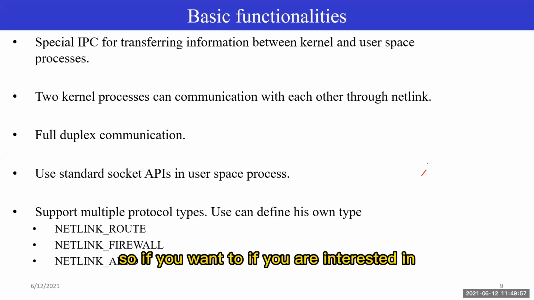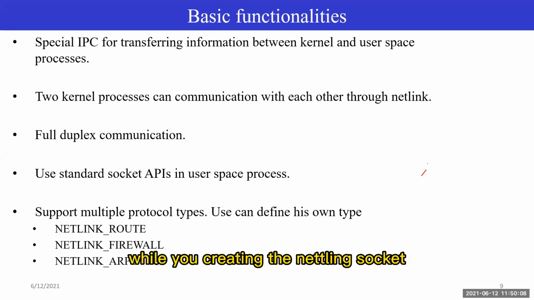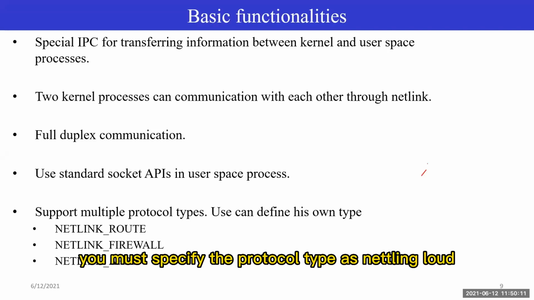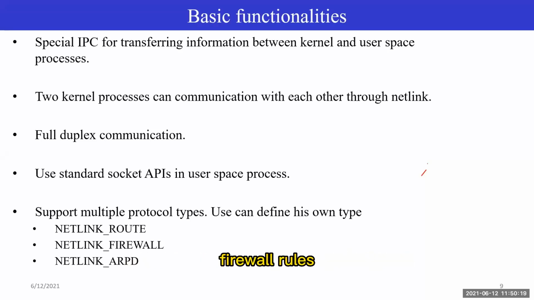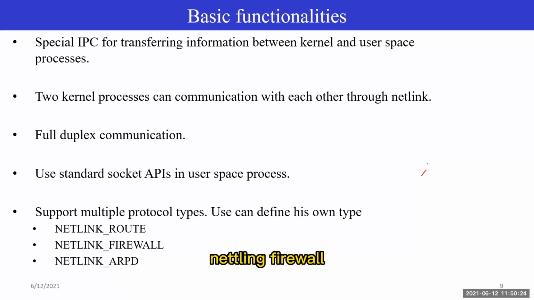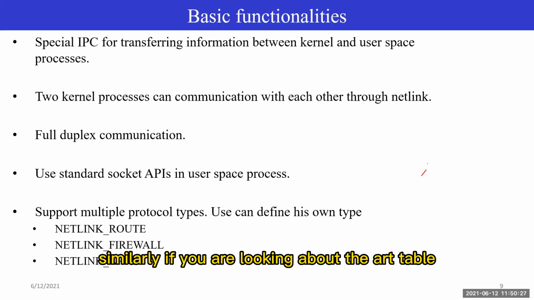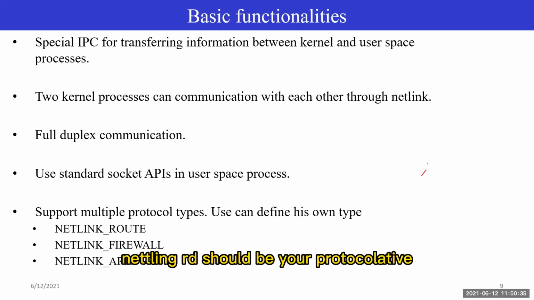So if you are interested in the routing table related information, you want to set or get it, then while you are creating the Netlink socket, you must specify the protocol type as Netlink route. If you are interested, on the other hand, in the firewall policy, you need to set or get firewall rules, then definitely the protocol type must be Netlink firewall. Similarly, if you want to modify the ARP table or get the status of the ARP table, then Netlink ARPD should be your protocol type.